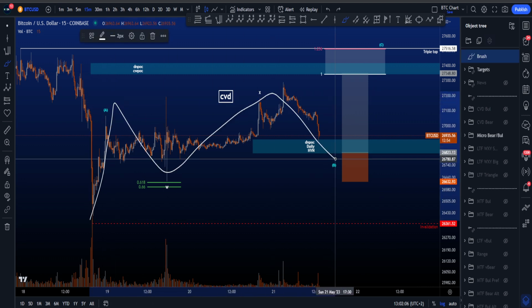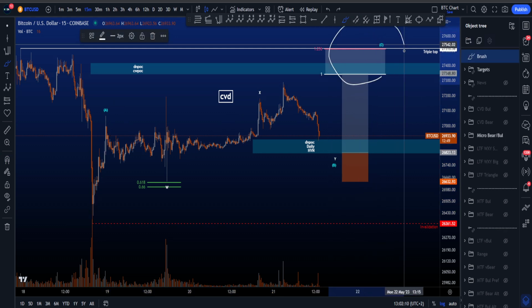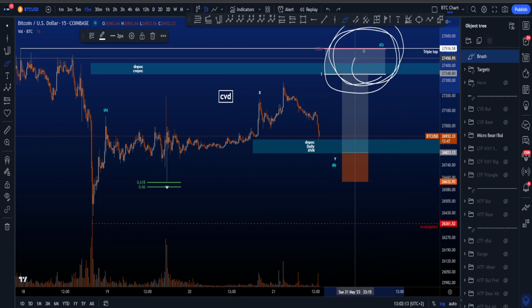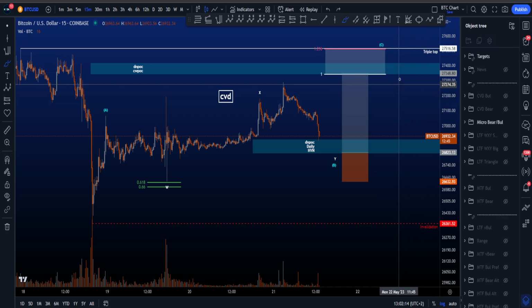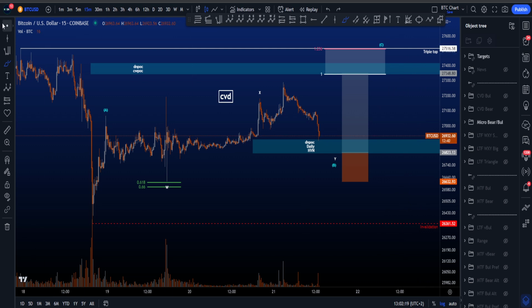Then we have a 3-wave in a wave B, for then eventually a wave C to the upside, where the target area again is the same as in the previous scenarios, with that triple top at 27.5K and the target box that we have between 27.3 and 27.4K.